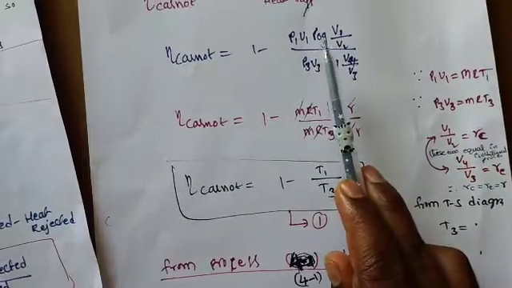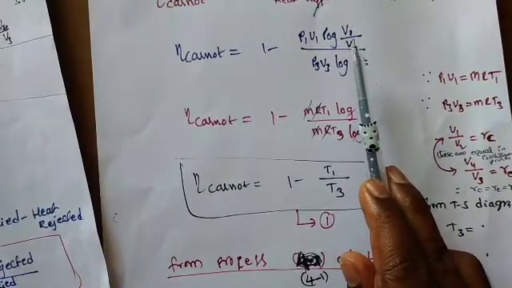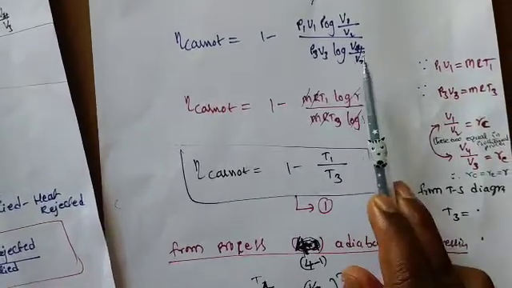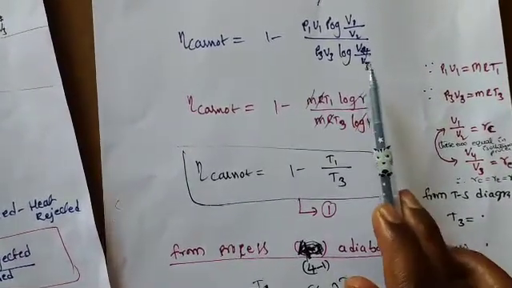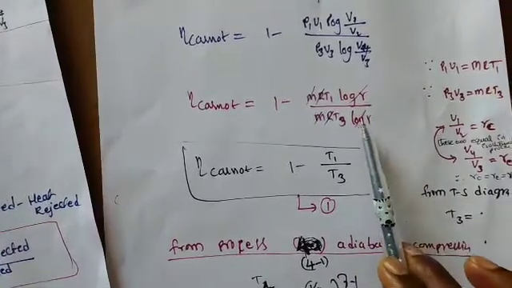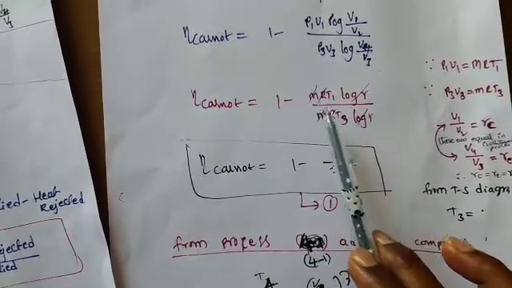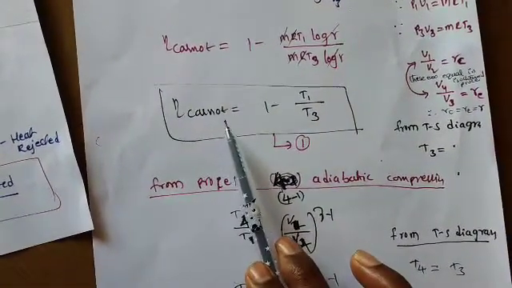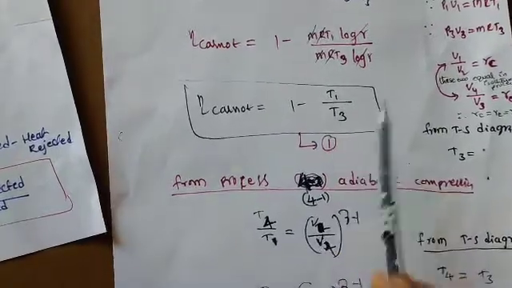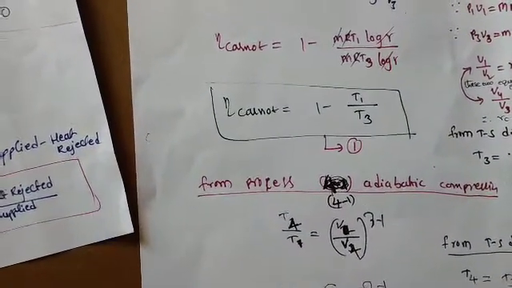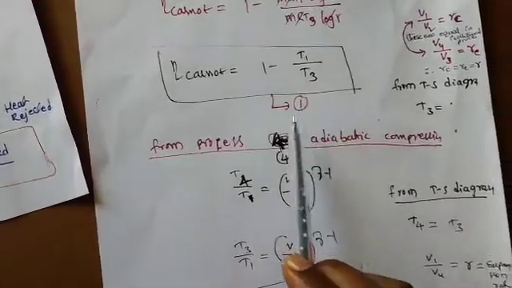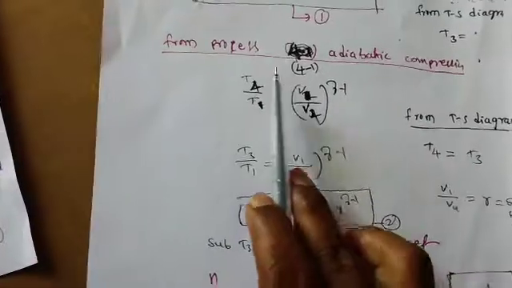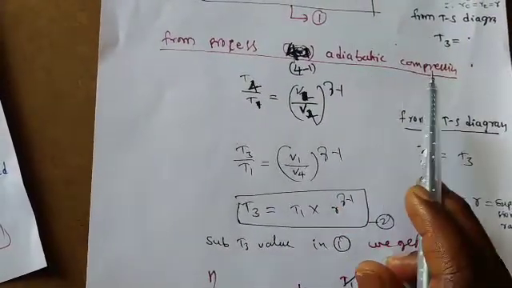So log V1 by V2 is nothing but the compression ratio, that is log r. Similarly, log V4 by V3 is the expansion ratio, that is also r. Log r by log r gets cancelled, M gets cancelled, R gets cancelled. So finally your equation will be like this: efficiency of the Carnot cycle is equal to 1 minus T1 by T3. Okay, right.